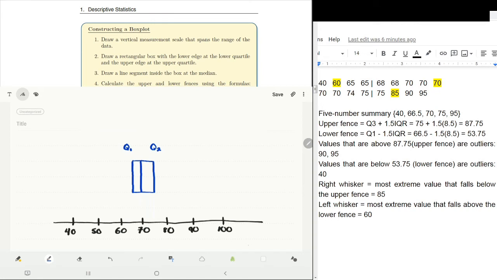So now we will draw line segments from each end of the box to the whiskers. We calculated the right whisker to be at 85, so we'll draw a line that connects the edge of the box to the right whisker. And our left whisker was at 60, so we'll draw a line segment from the edge of the box to 60.